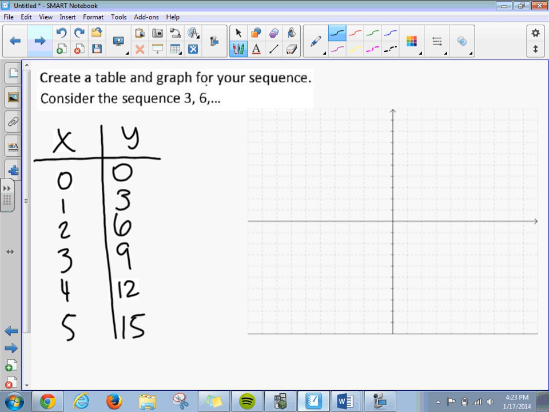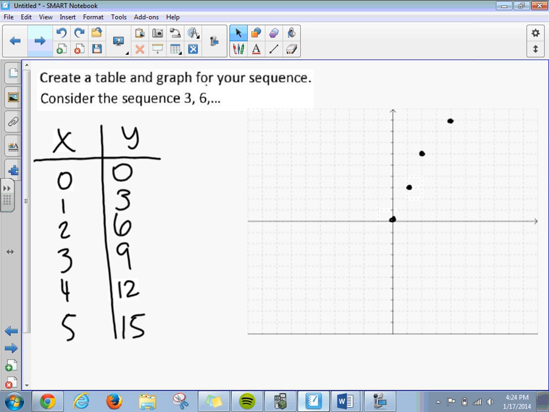So we've got 0, 0, 1, 3, 2, 6, 3, 9, and if I continued the pattern, we would just have those points plotting. Again, we're just looking at plotting the dots because it's not continuous. We can't have half, a third, any fractions, or any negative numbers.